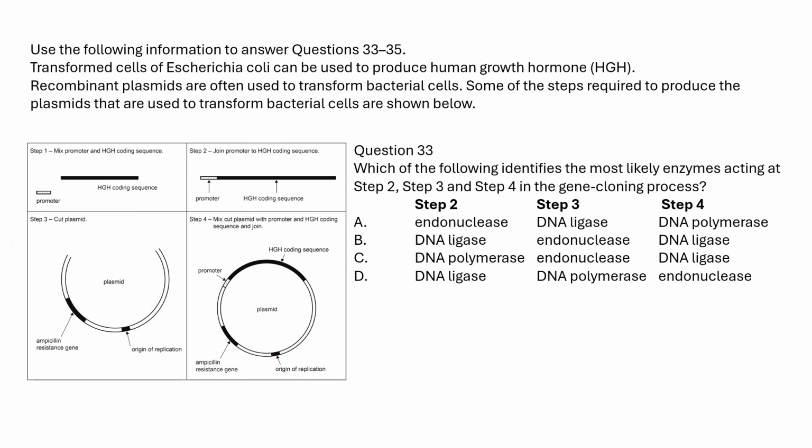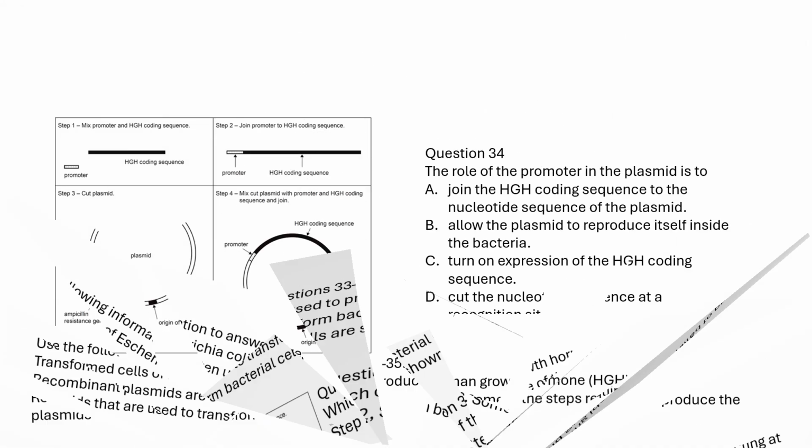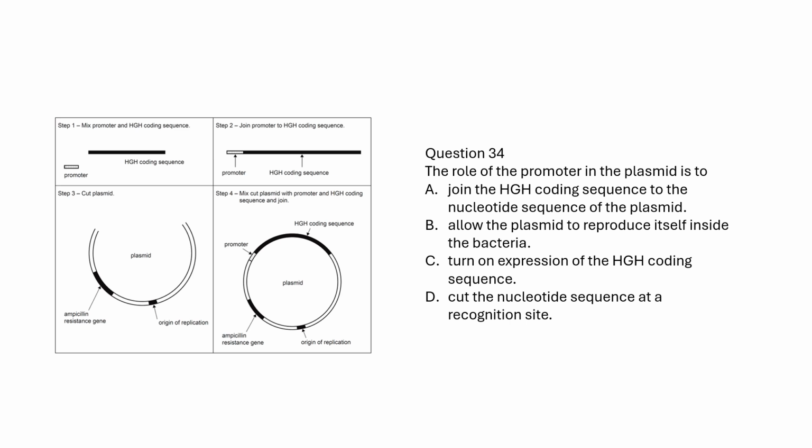Step 2. Join the promoter in the coding sequence. DNA ligase does it. Step 3. Cut plasmid. Endonuclease. Step 4. Mix cut plasmid with promoter and coding sequence. DNA ligase. The promoter is a switch for transcription. It turns on the expression of the HGH coding sequence.